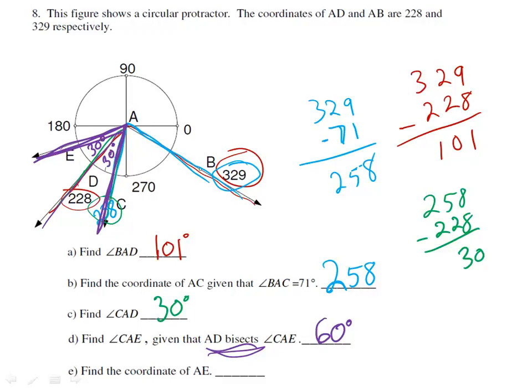Find the coordinate of AE. Alright, here it is, right here. Okay, so we know this one's 228, and we know this is a 30-degree angle here. So we can use the fact that we have a known angle, subtract it from our larger coordinate, and we find out that the coordinate of AE is 198. There it is. It's all subtracting, finding positive number differences. Not too hard if you know what to do.